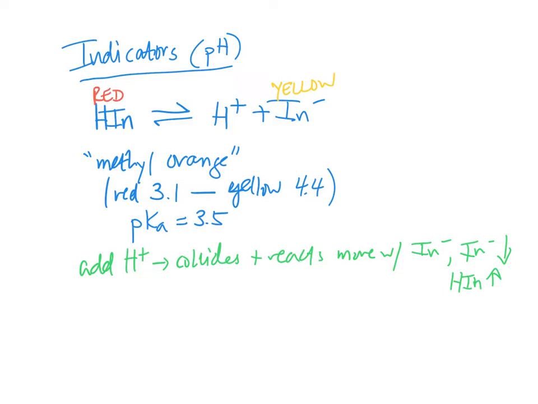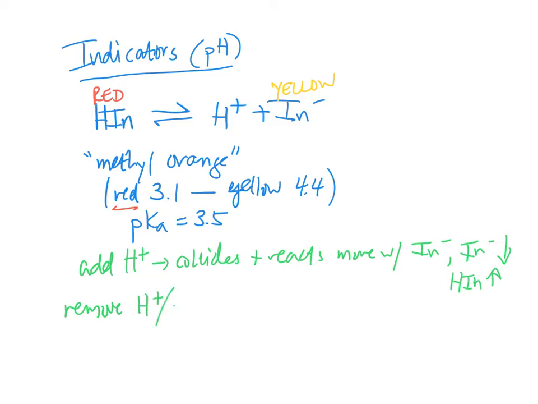And again, that makes sense given what we've got here. It's red at a pH of 3.1 or lower. And so the more acid that you add, the more it uses up the yellow conjugate base as they react together and form the red weak acid HIN version of things. The reverse would be true if you remove H plus or if you add OH minus. They're kind of two ways of saying the same thing.